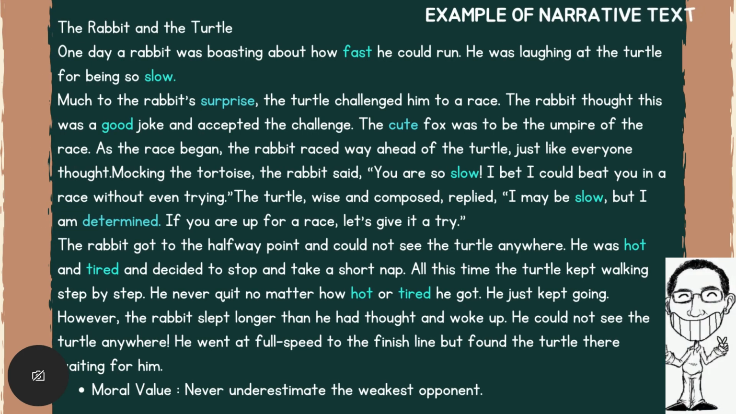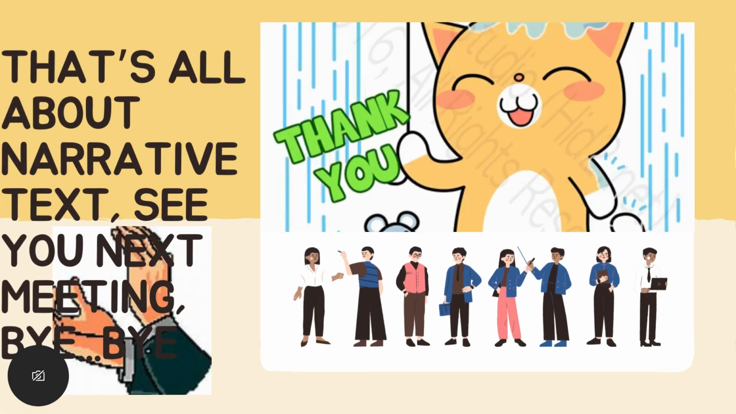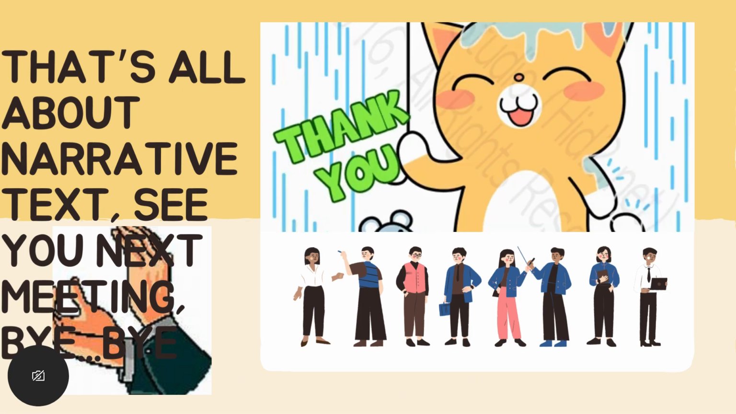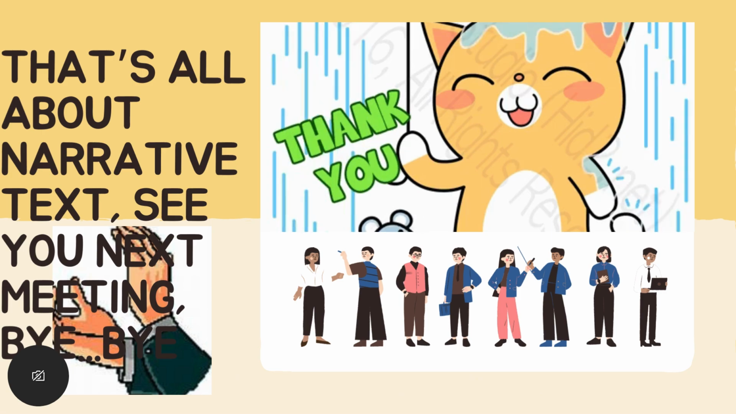And then the last is using adjectives. There are so many adjectives in the paragraph, such as fast, slow, surprise, good, cute, determined, tired, and hot. And then that's all the discussion about the paragraphs of narrative text. I think that's all about narrative text.